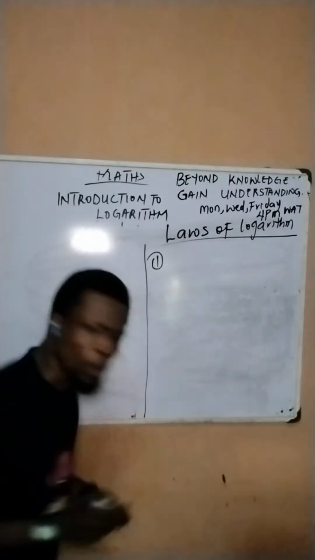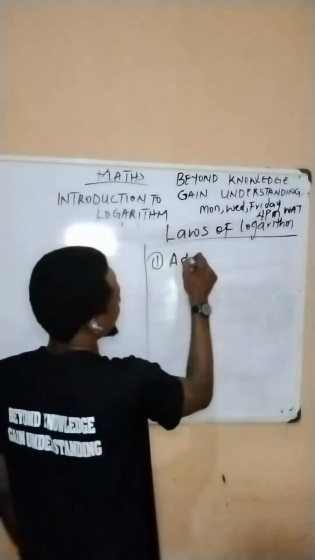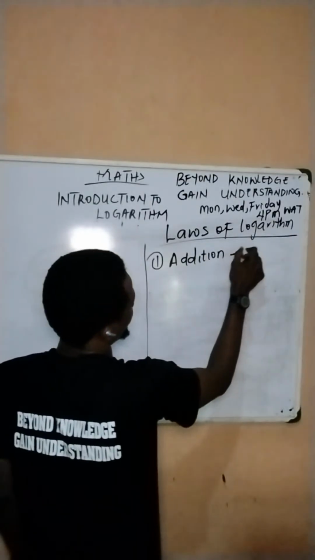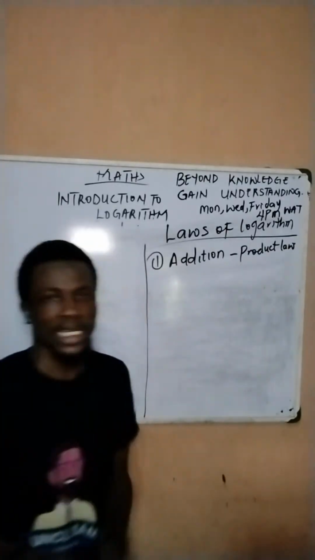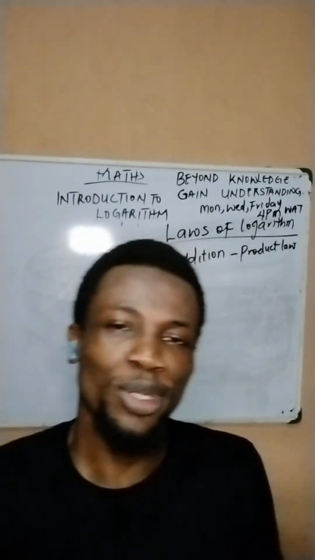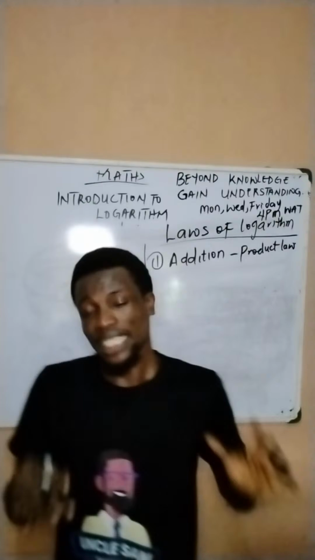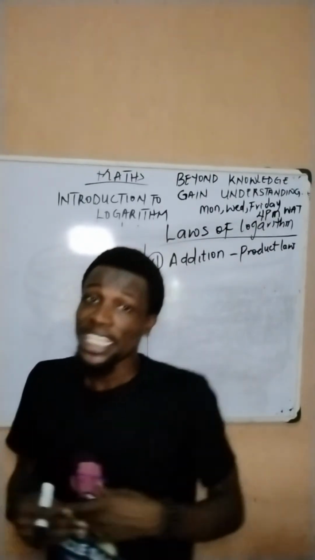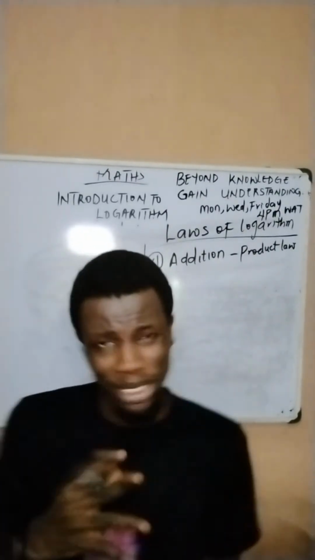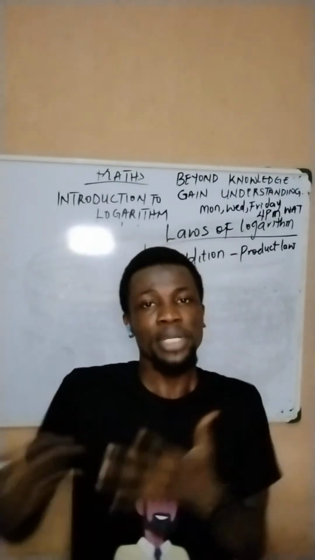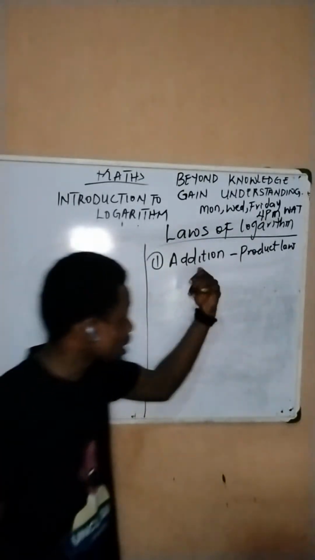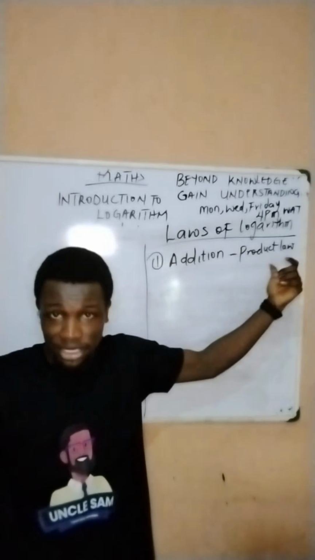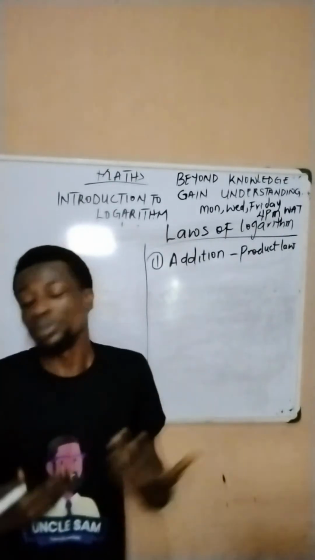The first law is the addition stroke product law. Now, what is the addition stroke product law? The reason why I mentioned at the start of this class that indices is quite related to logarithm is because basically they make use of the same operators, because for indices, multiplication is same thing as taking one of the base and summing up the power. And multiplication and addition also play a role in logarithm.